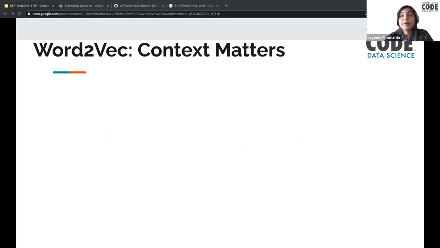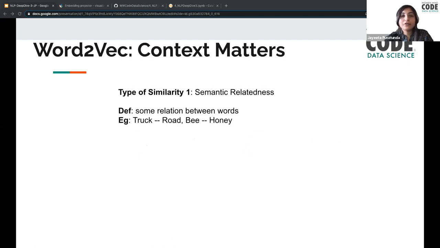Great. So as I mentioned, in Word2Vec, context matters. So look at this example. This is the first type of similarity, called semantic relatedness. The definition is that some relations are between words. When you talk about truck, what comes to your mind first? The word road is very similar because a truck goes on the road and it doesn't fly. So those are words that are semantically related. Also, when we think about bee, the first thing that comes to our mind is honey. That's because we know that these are concepts that are interrelated and connected with each other.